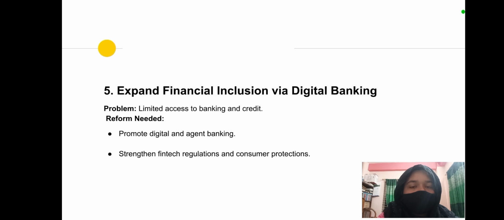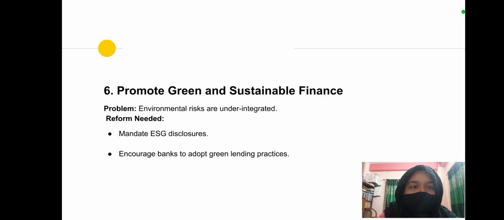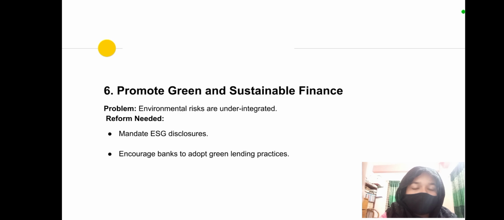Number 5, expand financial inclusion via digital banking. The problem is limited access to banking and credit, and the reform needed, promote digital and agent banking, strengthen fintech regulations and consumer protections. Number 6, promote green and sustainable finance, and the problem is environmental risks are under-integrated, and the reform needed, mandate ESG disclosures, encourage banks to adopt green lending practices.